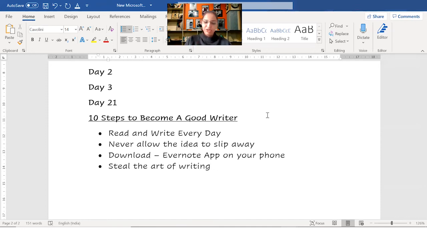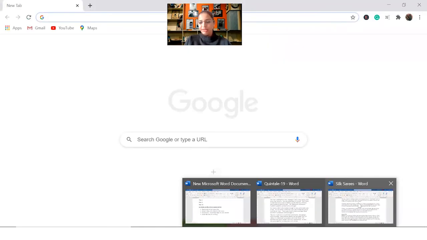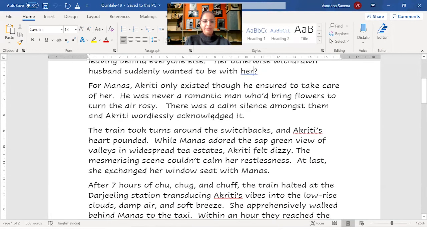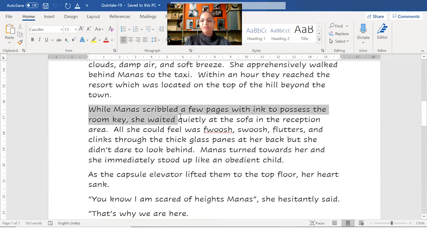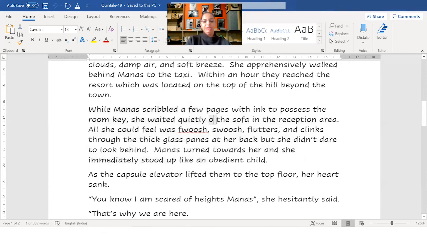Let me show you one example where you can steal. Let's see one example from this. "While Mana scribbled a few pages with ink to possess the room key, she waited quietly at the sofa in the reception area," right? It should be "on the sofa"; this preposition is wrong, right?